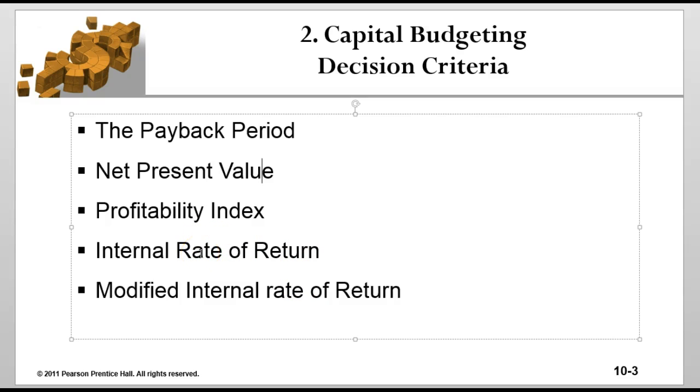The internal rate of return does have some inherent flaws in it. The modified internal rate of return smooths out some of that. So we're going to look at each one of these. We are going to do net present value as an activity. So that's where we're headed, but we need a little bit of background first.